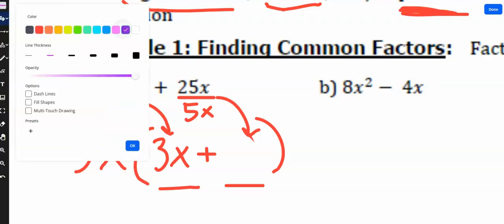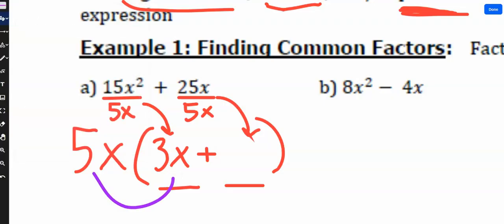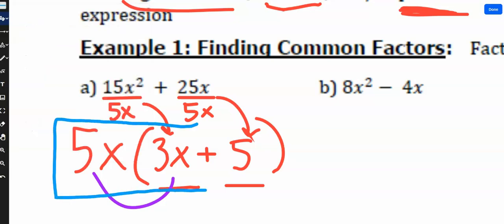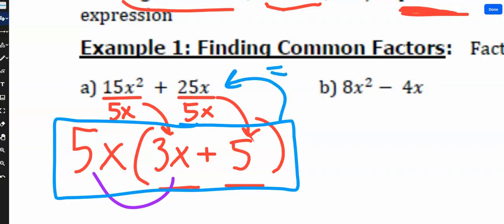Keep in mind that if you would multiply these together, again, you would go back to the beginning at 15x squared. Not that we want to do that, but that's what would happen. In the next one, the x's would be eliminated and 25 over 5 is just plain old 5. So, that is my final answer to this question. I took the 5x out, and that left me with 3x plus 5 trapped inside. What's in the blue box is equivalent to what I started with. It's just written in a different form.